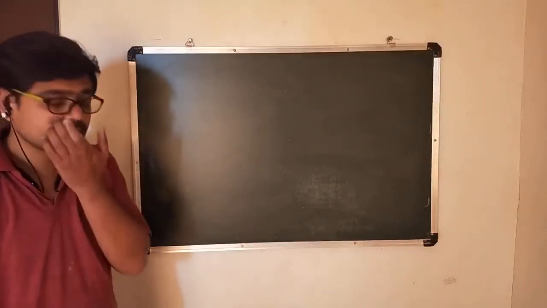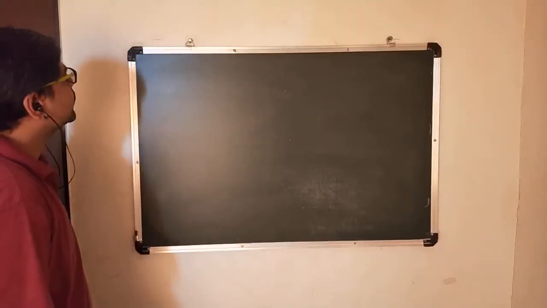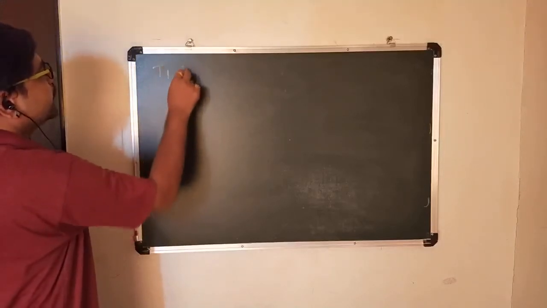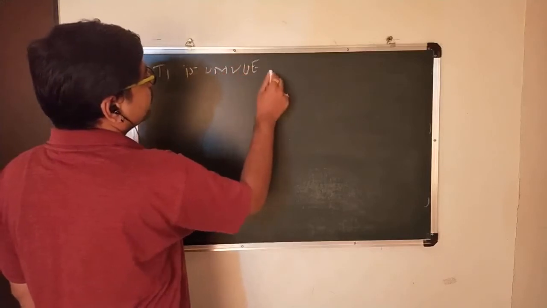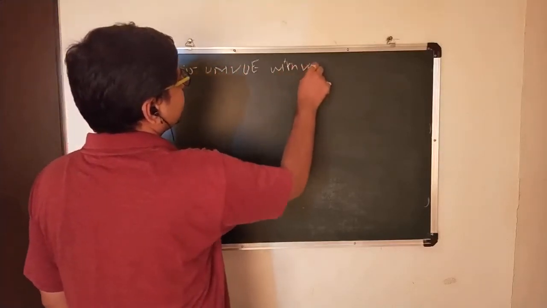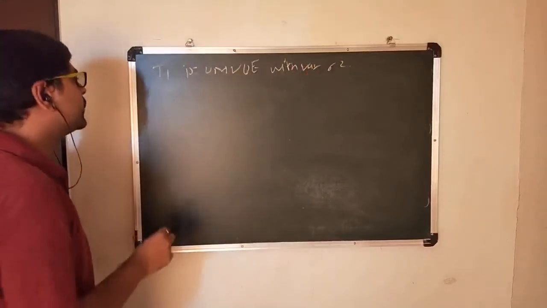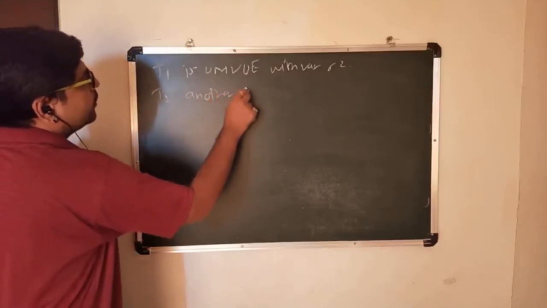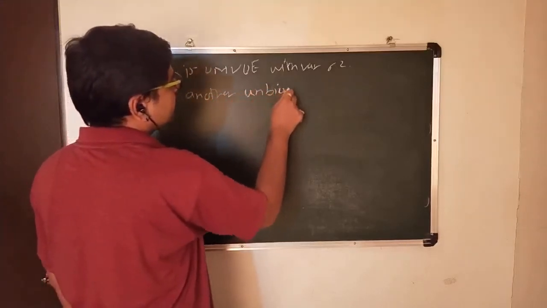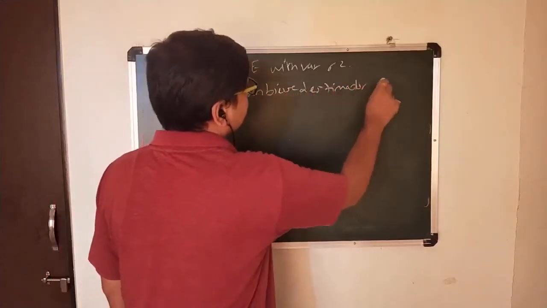Today we are going to see some more examples by using the concept of UMVUE. So our example is: T1 is UMVUE with variance sigma square, and it is an unbiased estimator for theta. Let T2 be another unbiased estimator for theta.